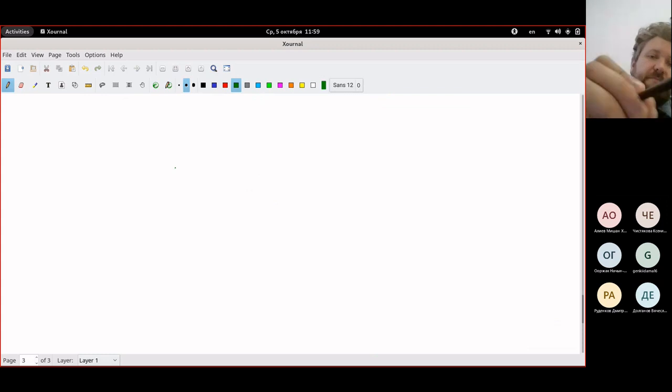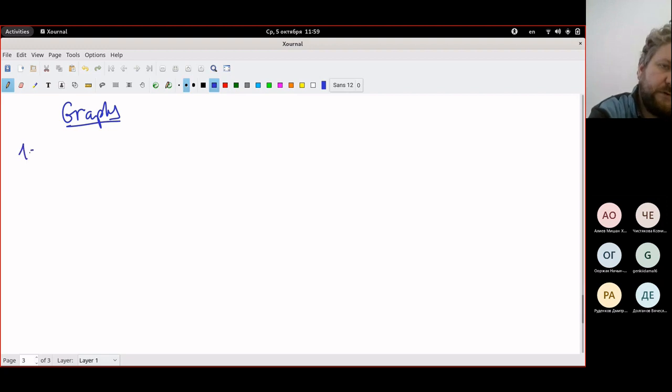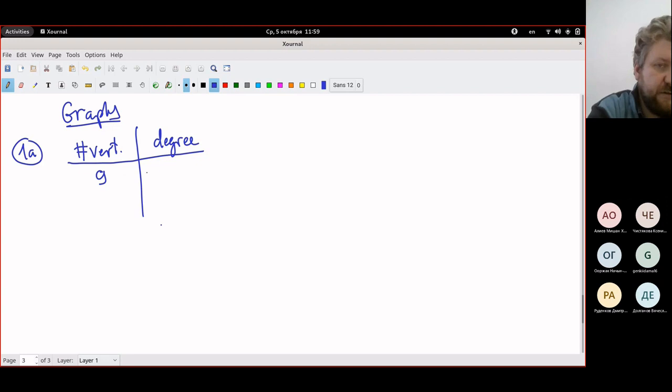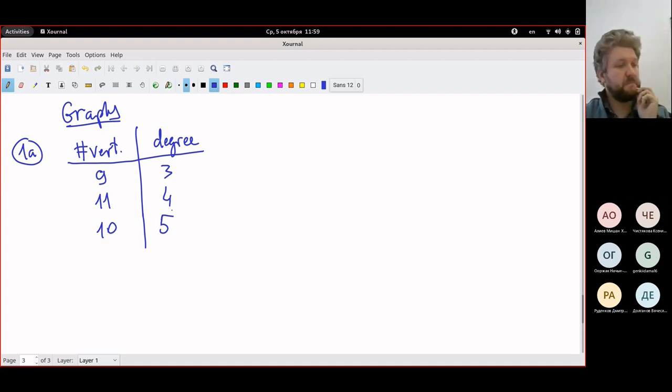So it's graphs. So there is a number of vertices, and here is going to be degree. So there are 9 vertices of degree 3, 11 vertices of degree 4, and 10 vertices of degree 5. It's the whole number of vertices in our graph. And there is a hint, by the way. If yes, how many edges should this graph have?